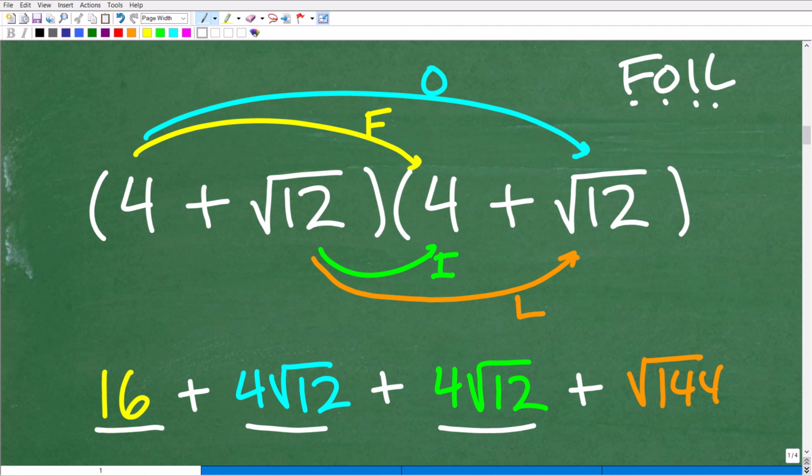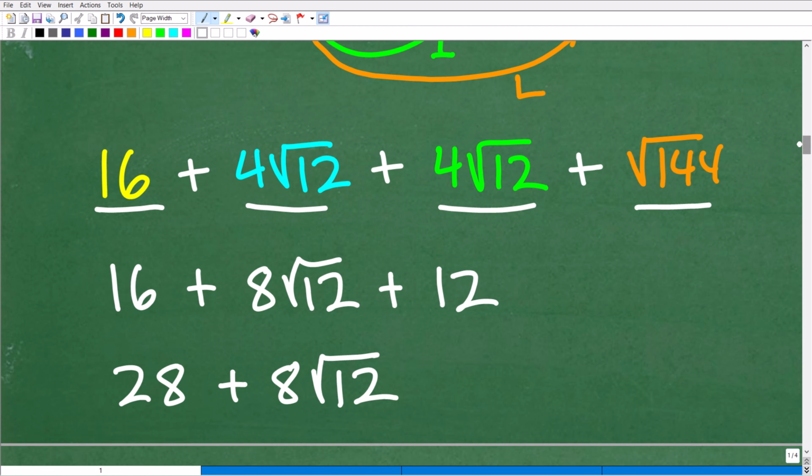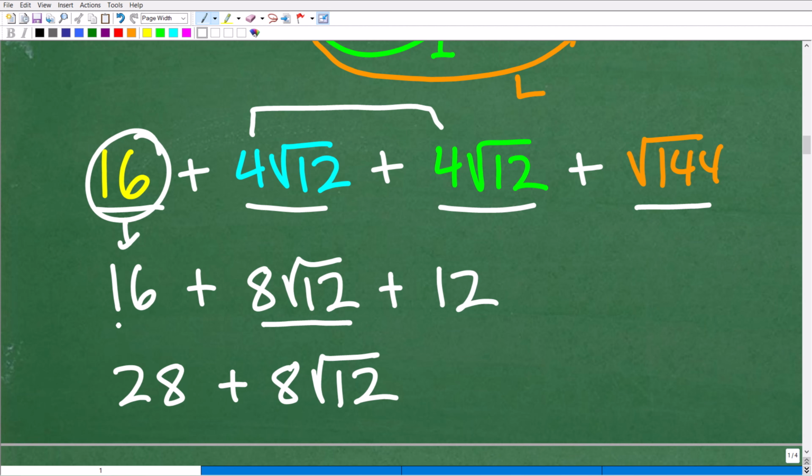That's the inner. And then the last is going to be the square root of 12 times the square root of 12, which is the square root of 144. When you're multiplying two square roots, you just multiply the numbers underneath the square roots, as long as they're both square roots. Now we're going to start to simplify this expression. Here we have 16, and then here we have 4 square root of 12 plus 4 square root of 12. So how many total square roots of 12 do we have? Well, you have 4 plus 4, or 8 square root of 12.